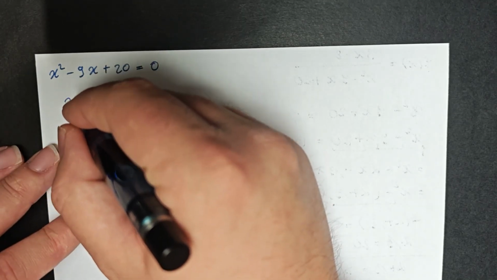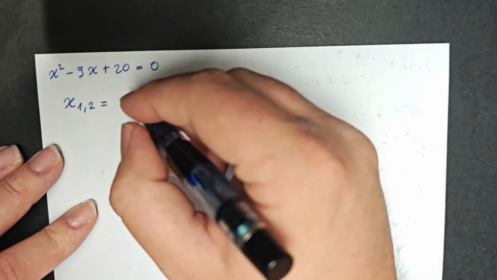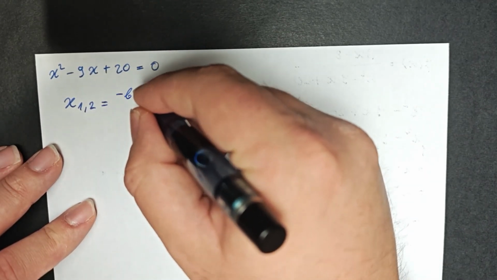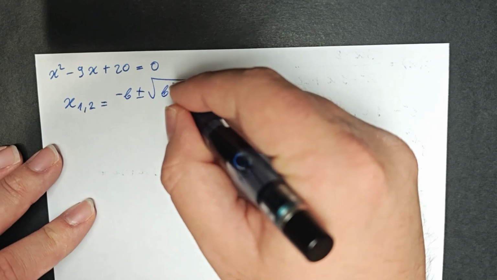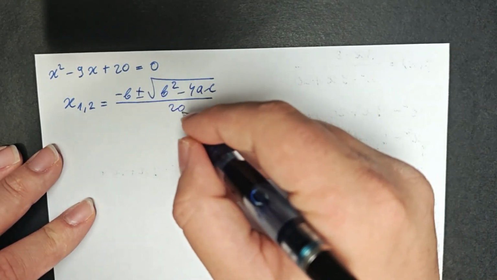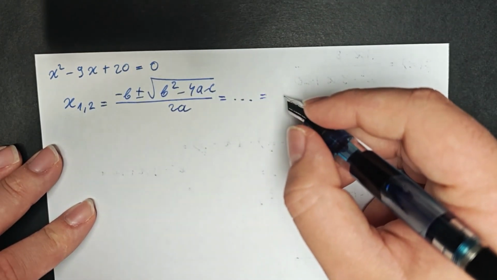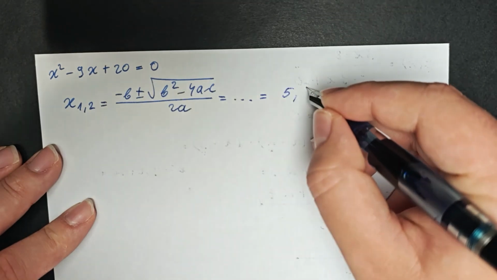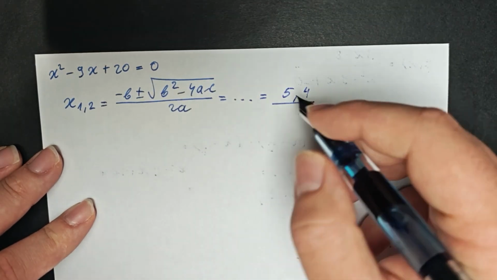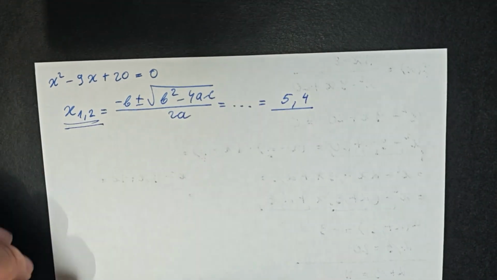We are going to do that with the formula for quadratic equation x1 or 2 is equal to negative b plus or minus the square root of b squared minus 4ac over 2a. And when you deal with this, you are again going to get numbers 5 and 4 as the solution. So these two values are our alpha and beta.